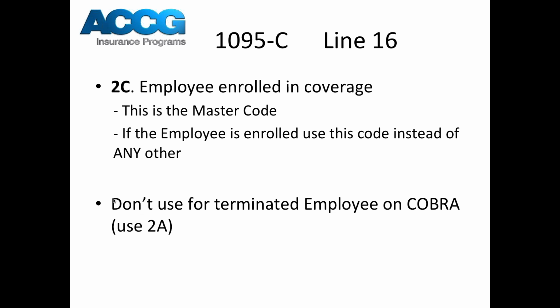So 2A, they didn't work for you. 2B, they didn't work full time this month. 2D, they're in some sort of waiting or measurement period. 2I, the first half of the year.